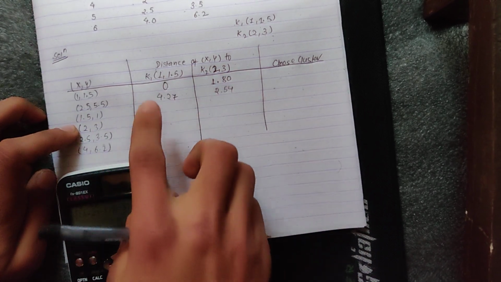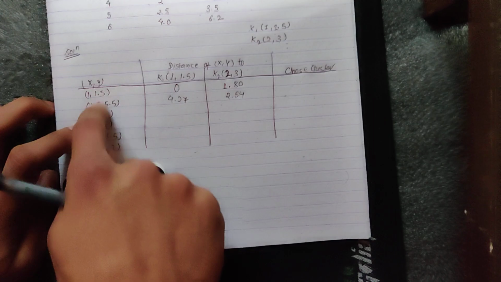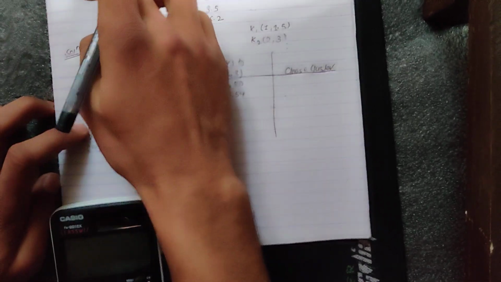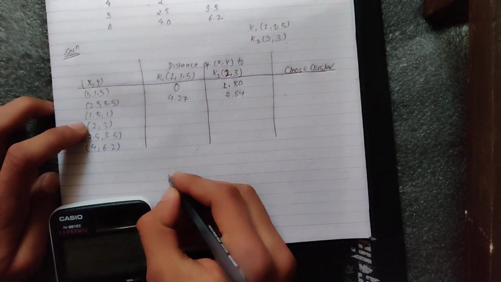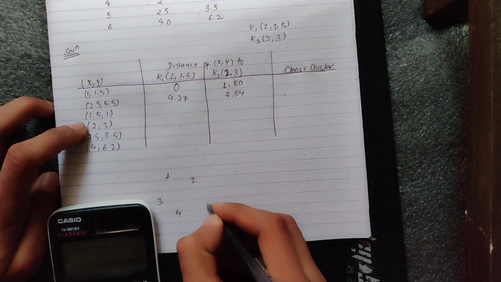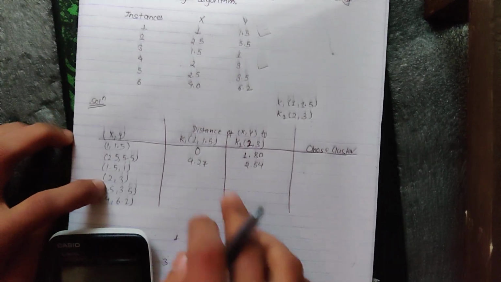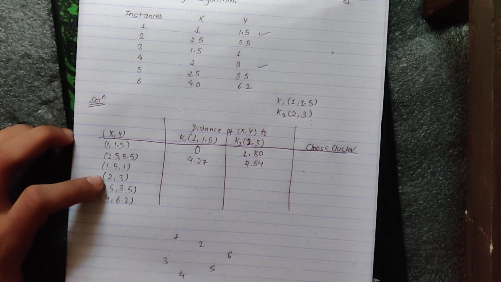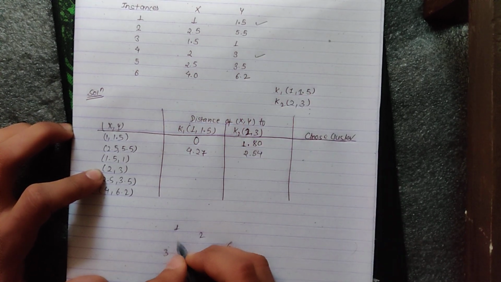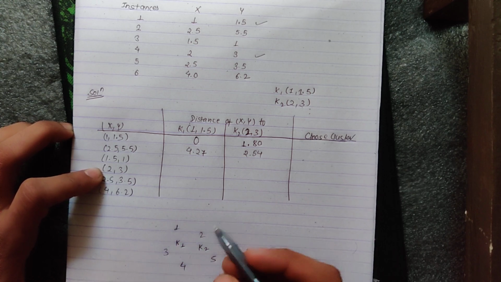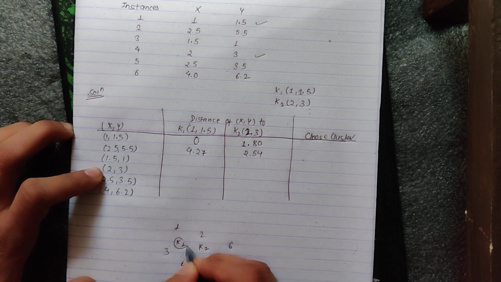So what we are actually doing is assigning the points to the clusters. Let's suppose these are the instances assigned: 1, 2, 3, 4, 5, 6, these are the random instances. I've written these instances here as random. Now we have created k1 and k2 as different clusters. We have assumed and calculated the distance from all the points to these clusters.